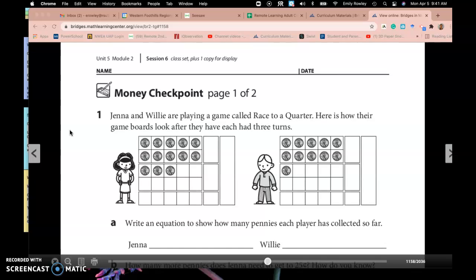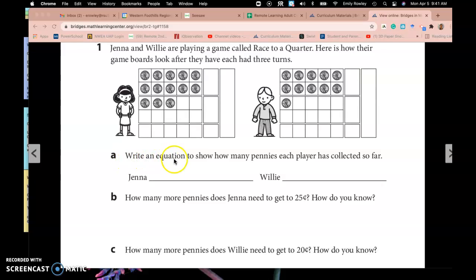So let's go. Question number 1. Jenna and Willie are playing a game called Race to a Quarter. Here is how their game boards look after they have each had 3 turns. Write an equation to show how many pennies each player has collected so far. So remember that an equation is the same as a number sentence. An equation has an operator and a comparison in it. So make sure you're using those symbols.